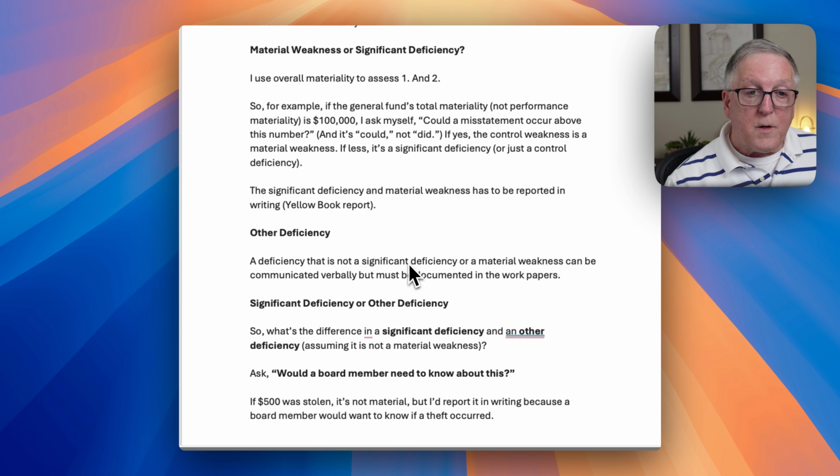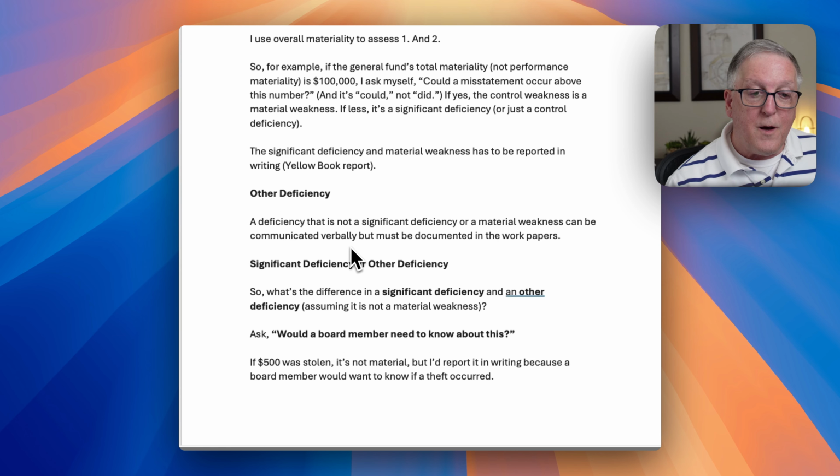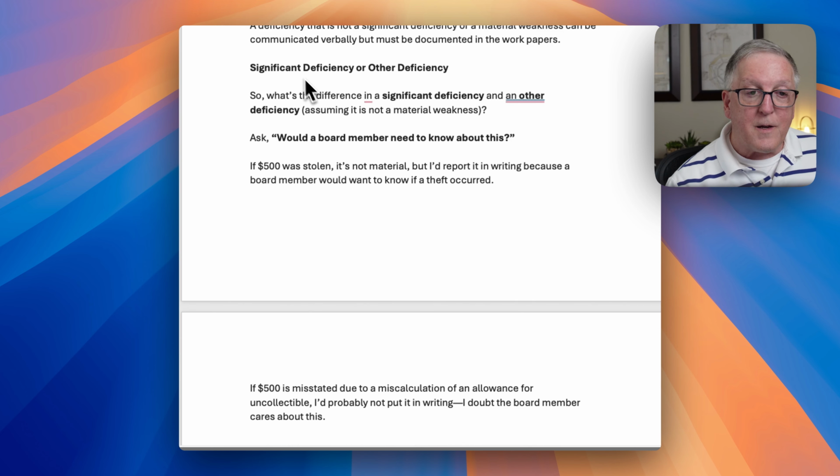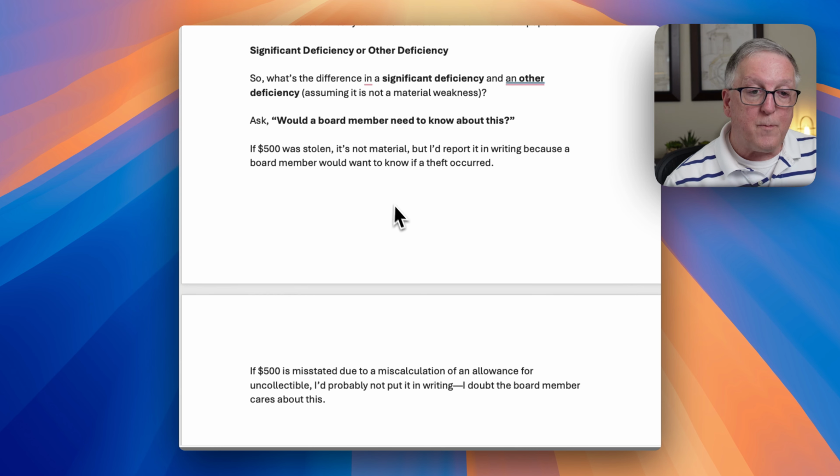Okay, once you make this determination, then we're going to look at the second part of this equation, and we're going to ask, is the control weakness a significant deficiency or an other deficiency? And the way I make that distinction is I ask another question, and that question is, would a board member need to know about this control weakness? I give a couple of examples here.